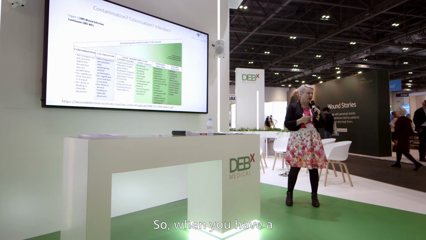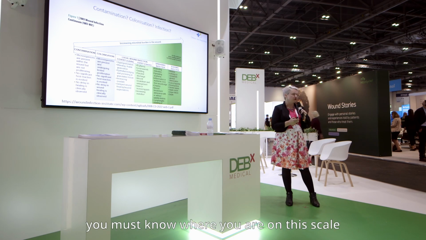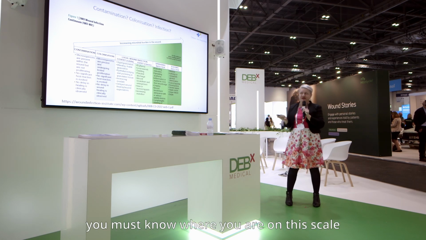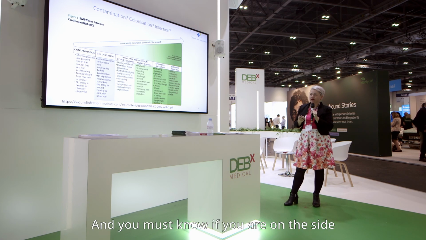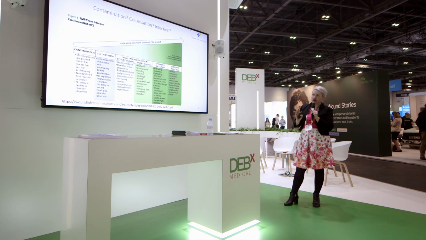So, when you have a chronic wound, you must know where you are on this scale because you have a lot of stages with this wound. If you are on the side of contamination or colonization, you don't have to use any antibiotics. You see that there is no reaction in the wound and the wound is healing quickly.